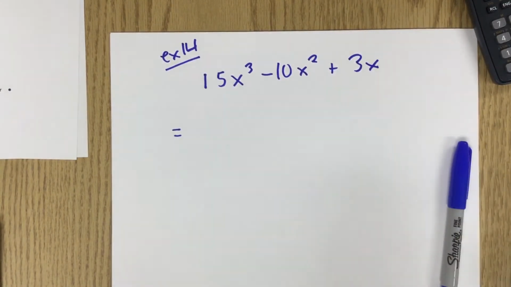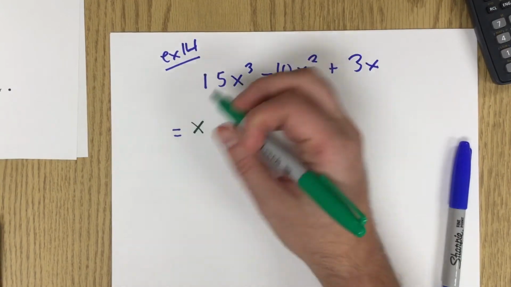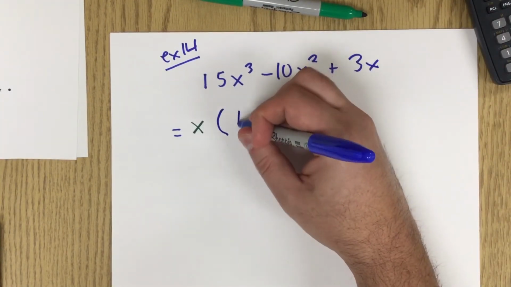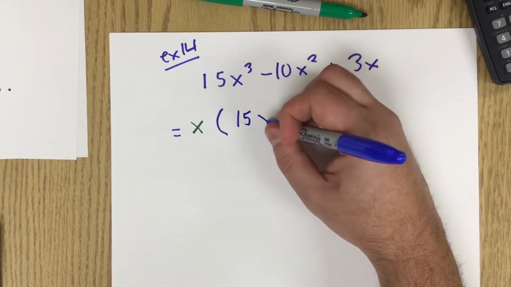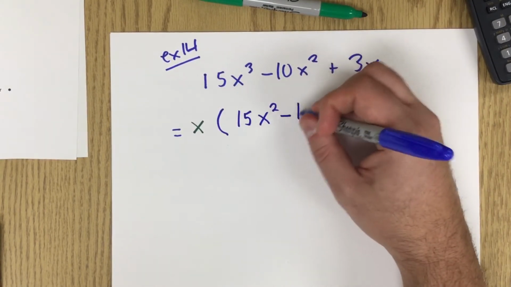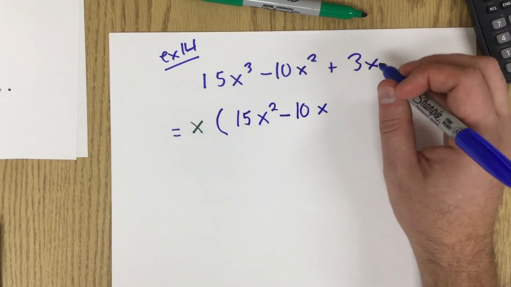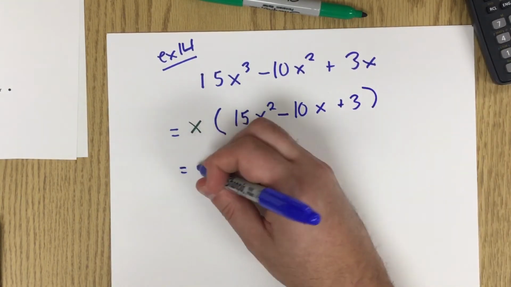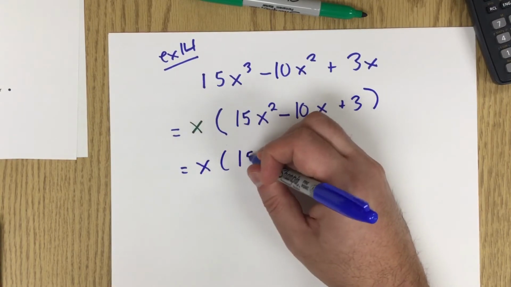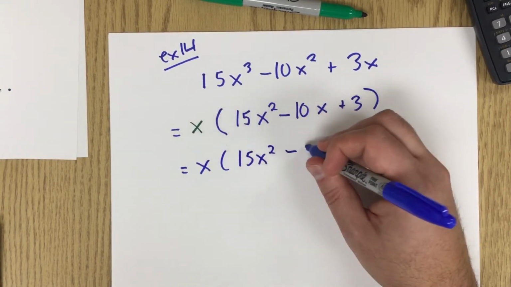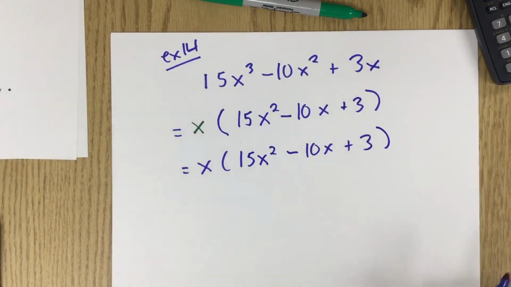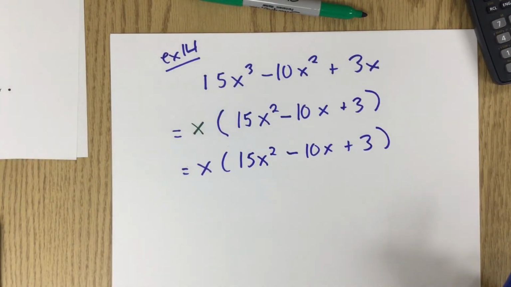So what we could take out is an x. So what's that going to leave us? It's going to leave us with 15, there was 3, now there's only 2. Minus 10, there was 2, now there's only 1. And here there was 1x, and it's gone. And that's our answer. It's going to be 15x squared minus 10x plus 3. That was the expanded form. That was the factored form.